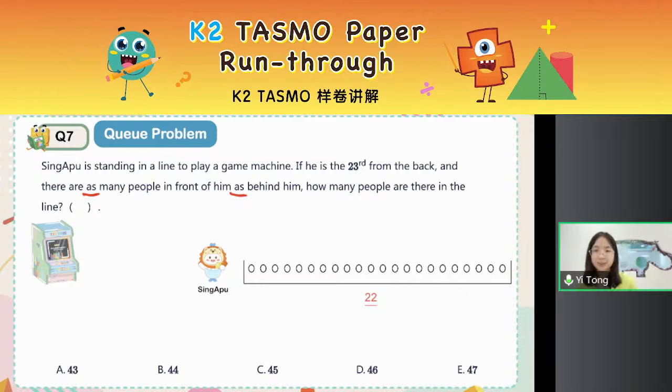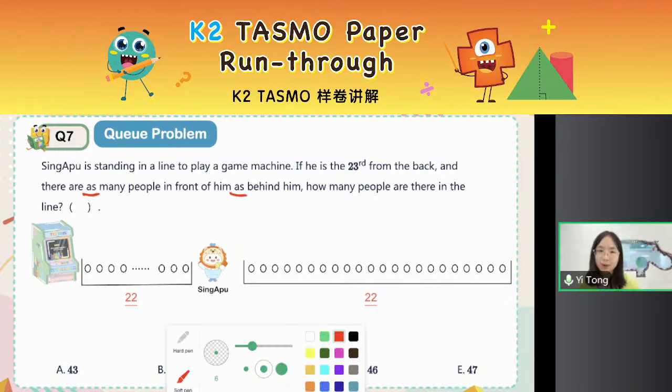Let's have a look. So this time it's too squeezy, so I use the dot, dot, dot. But there are still 22. So 22 here as well. Now, how many people are there in the line in total? To get the total, what should I do? I should add all of them together.